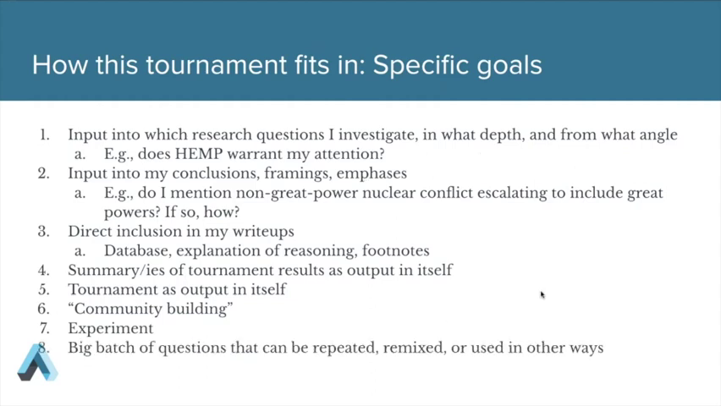And it's a big batch of questions that can be repeated, remixed, or used in other ways after the tournament. Now that I've written all these questions, with help from people, I can run them again after 2024. Once they all resolve, or the early ones all resolve, we can run them again with another 2-year horizon or whatever, with way less effort, and continue to get a sense of how likely it is now that the US and China are going to go to war.